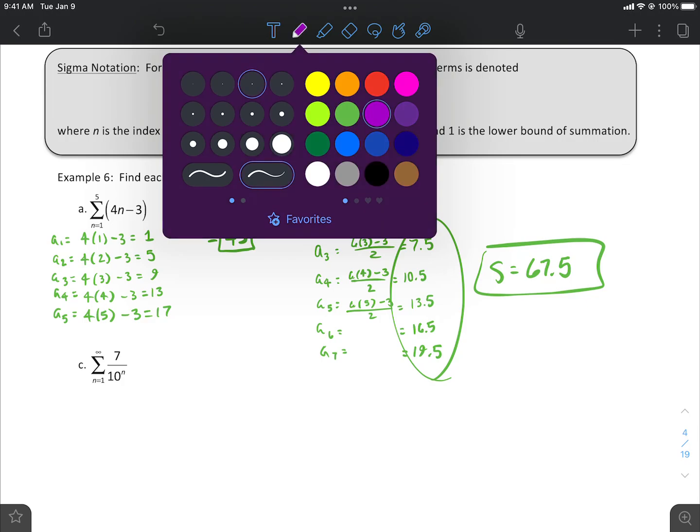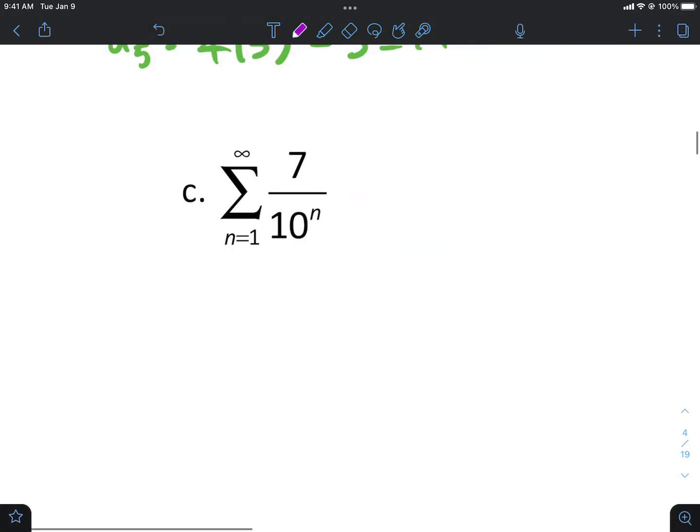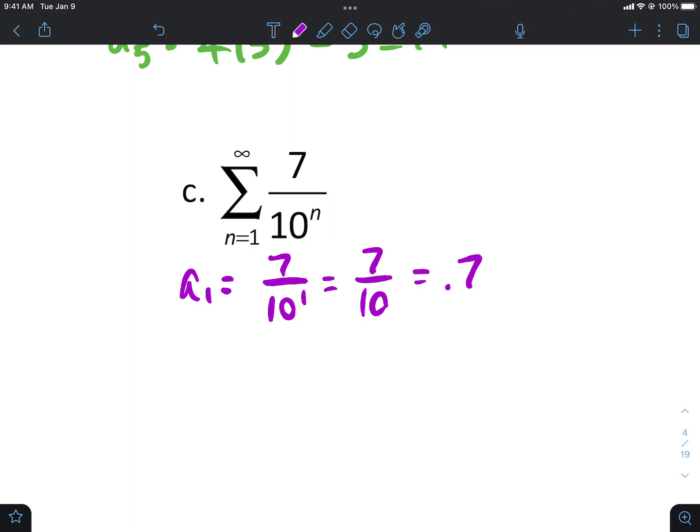So this one here, what's interesting is your upper bound is infinity. So we're saying add an infinite number of these terms here. And it's actually similar to one on the previous page. So if we start writing out some of our terms, I'm not going to write them all. I obviously can't because it'd go forever. But hopefully we can start catching on with this pattern here. This would be 7 over 10. That'd be 0.7.